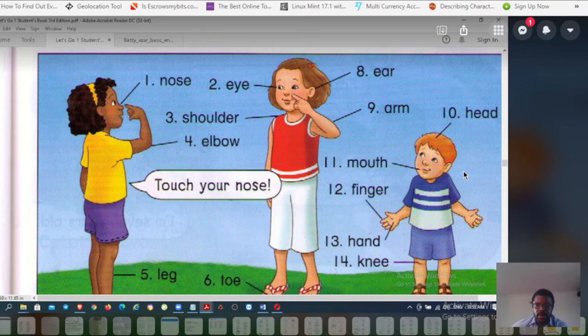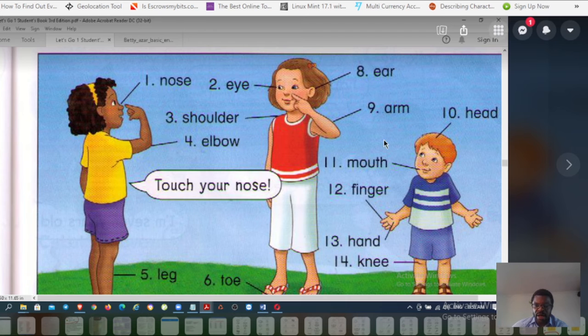I haven't forgotten our body parts, where you have to spell: nose, eye, shoulder, elbow, ear, arm, head, mouth, finger, hand, nail, toe, leg.